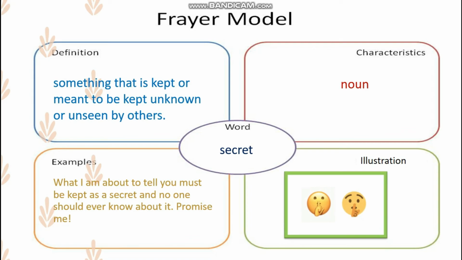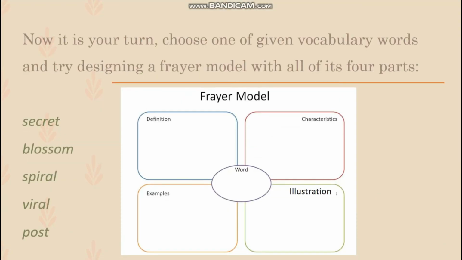So I did the sample with you. Now it's your turn to design your own Frayers. On the left are the five given vocab words that you can choose from. We have secret, blossom, spiral, viral, and post. So you are free to choose one of these five vocab words, and I want a full Frayer with all the different parts. I want the definition, I want characteristics, example, and illustration along with the words, all to be present in your Frayer models.